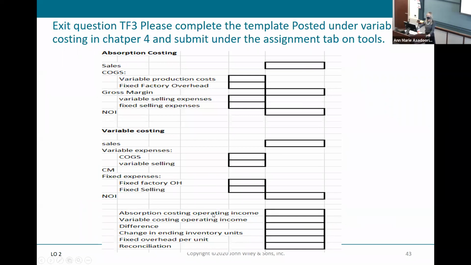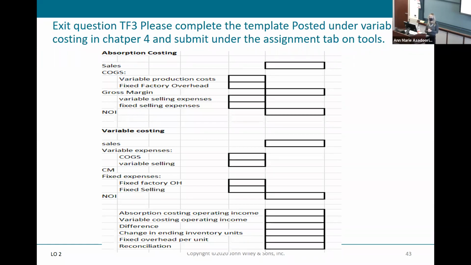But the idea here is, if you're going to reconcile, actually let me show you. So here's what you're going to do. You're going to calculate net income under absorption costing. You're going to calculate net income under variable and then get the difference between the two. And then I'm going to have you do the shortcut the way they tell you in the chapter. Look at the change in your inventory, multiply it by the fixed factory overhead, and reconcile means to make sure that those two numbers match.